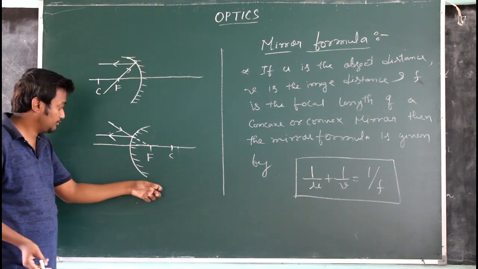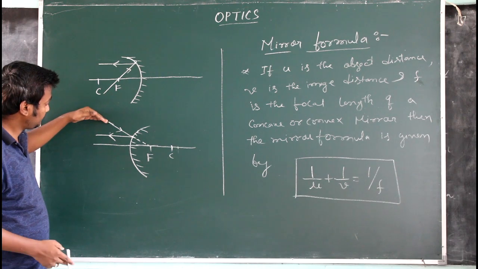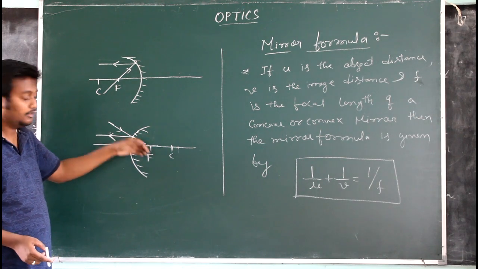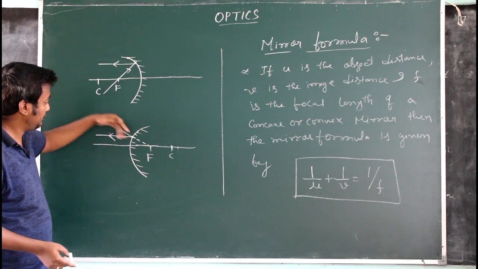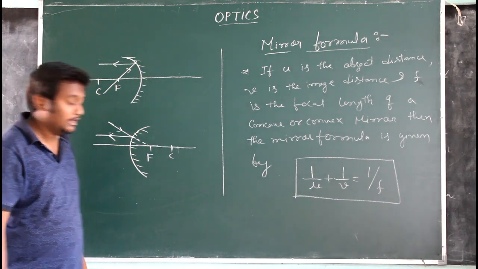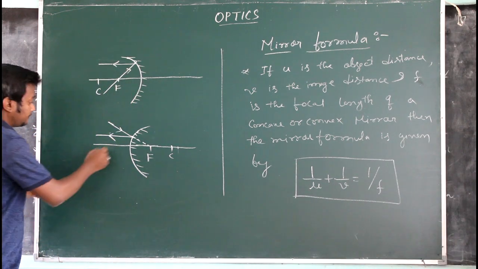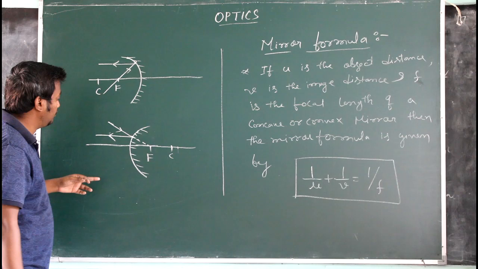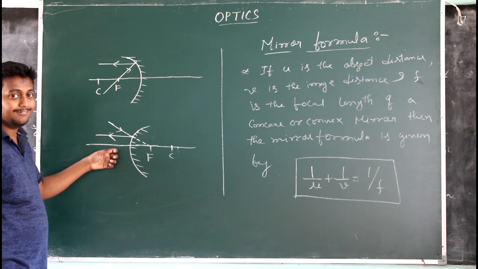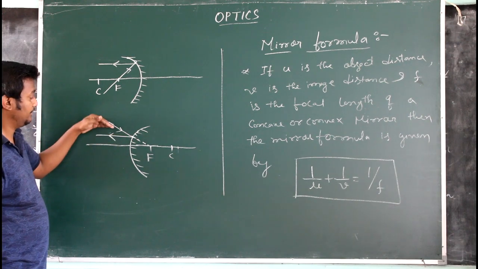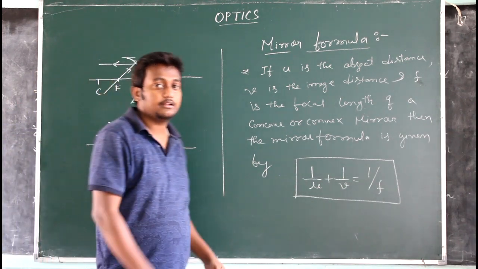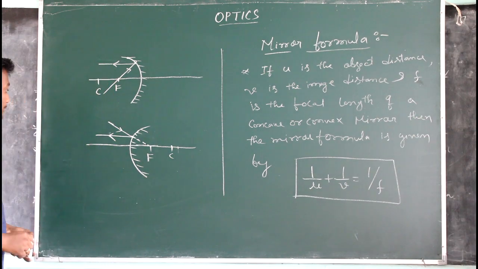Same like this, in case of convex mirror, the ray which appears to be incident on the focus, if you see it from our eyes, after reflection, it will go along the direction parallel to the principal axis. So this is one more rule of the ray which is incident on a spherical mirror.